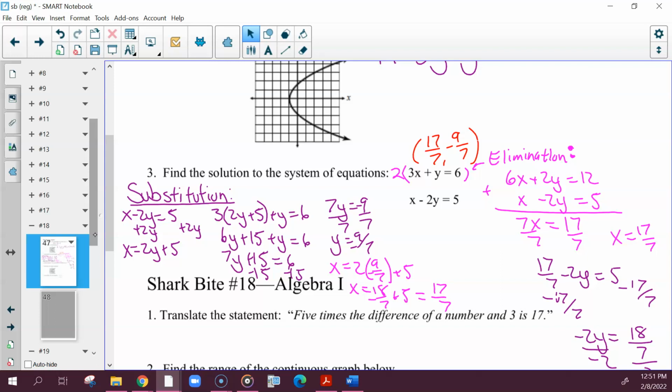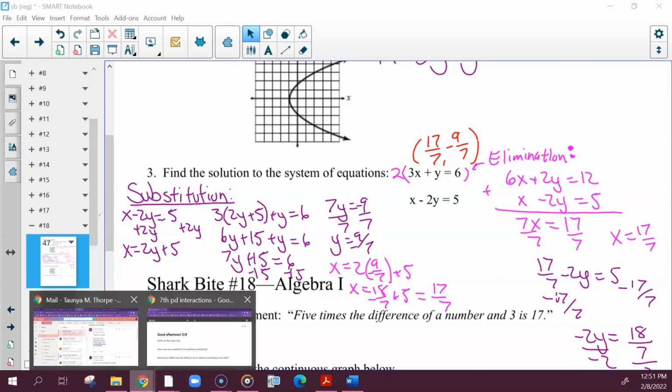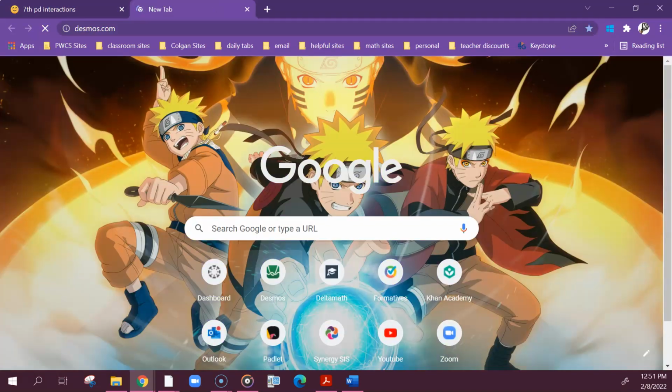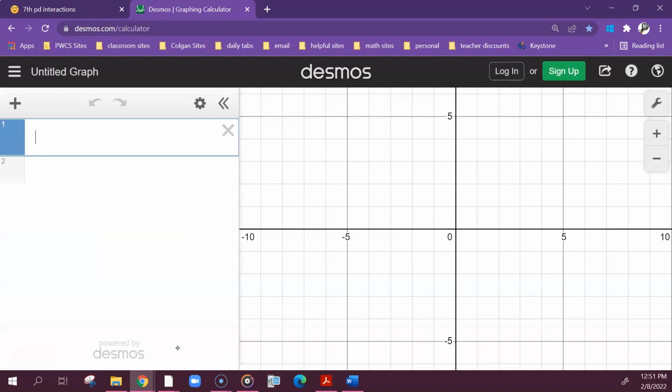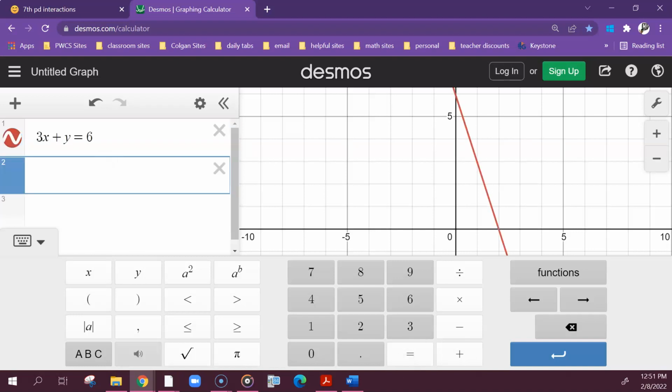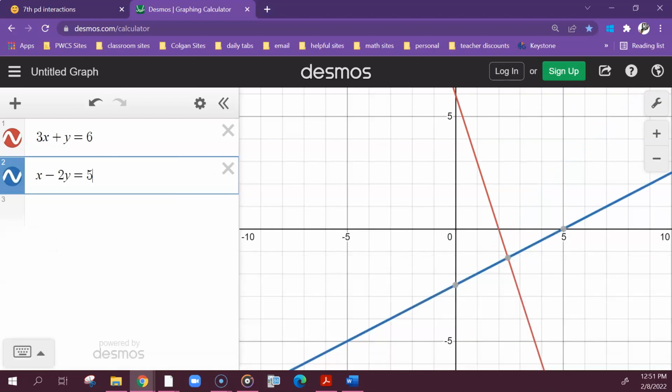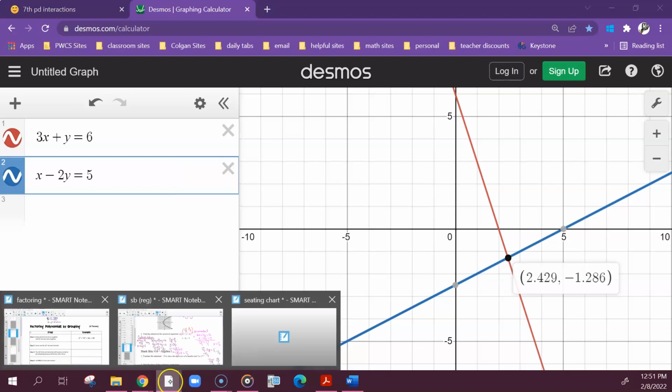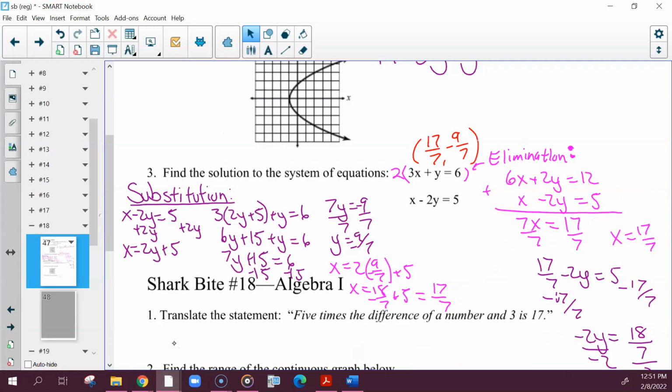If you did this in Desmos, or on a calculator, either or, and then found your intersection point, it would give you a bunch of decimals, so you would have to convert these decimals to fractions, but they would be the same fractions that were up there before. Questions on 1 through 3?